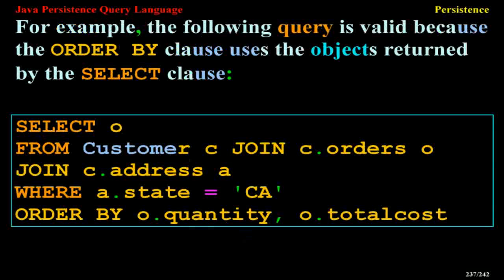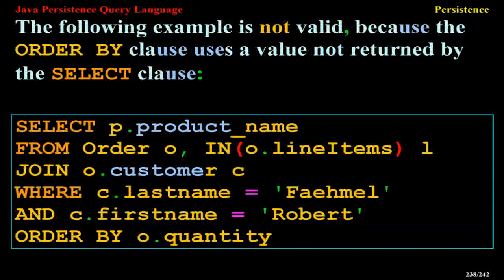For example, the following query is valid because the ORDER BY clause uses the objects returned by the SELECT clause. SELECT o FROM Customer c JOIN c.orders o JOIN c.address a WHERE a.state = 'CA' ORDER BY o.quantity, o.totalcost. The following example is not valid because the ORDER BY clause uses a value not returned by the SELECT clause. SELECT p.productname FROM Order o, IN(o.lineItems) l JOIN o.customer c WHERE c.lastname = 'Fennel' AND c.firstname = 'Robert' ORDER BY o.quantity.